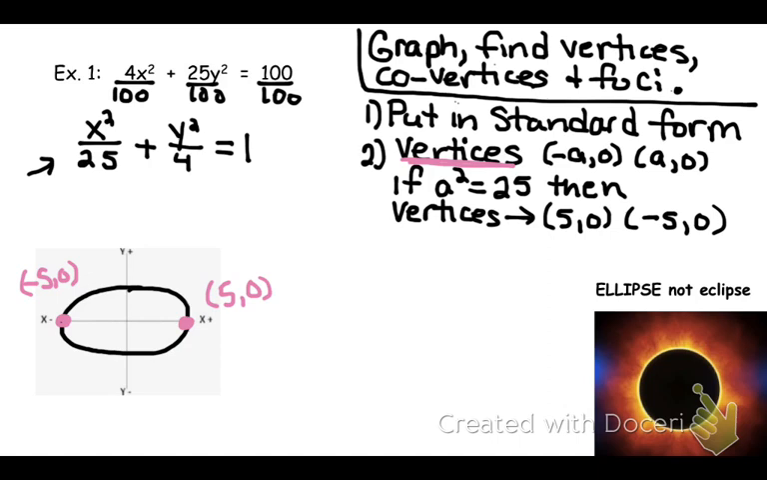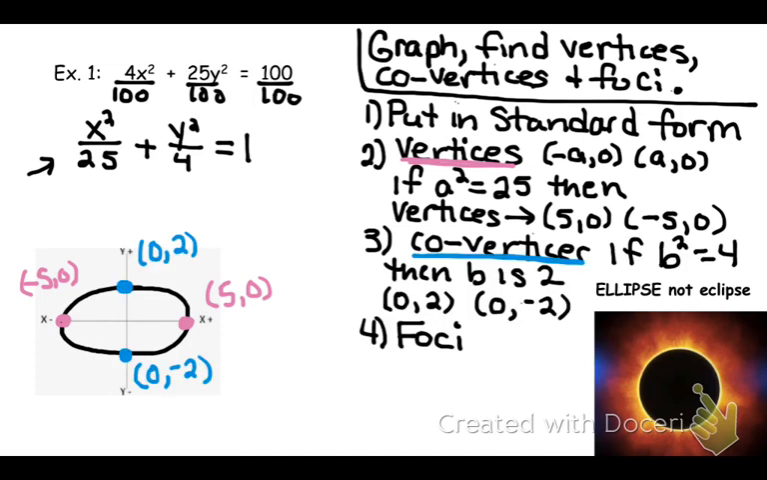Our third step is going to ask us to find our co-vertices. And so if the b squared value is 4, then plain old b, the square root, is going to be 2. So our ordered pairs will be (0, 2) and (0, -2). Our fourth step is to determine the foci, and we're going to use the formula or the equation c squared equals a squared minus b squared. And you need to know this. And then we're just going to sub in our values.